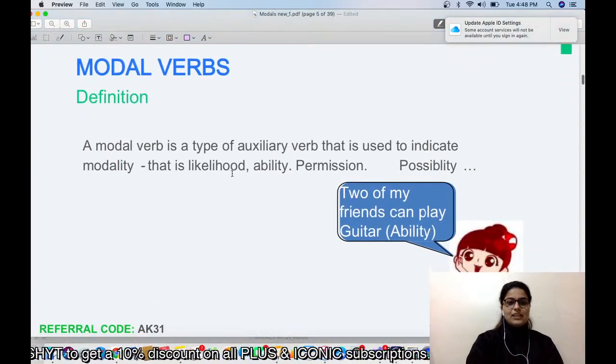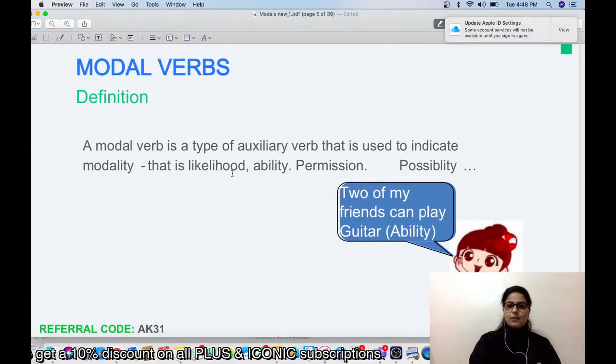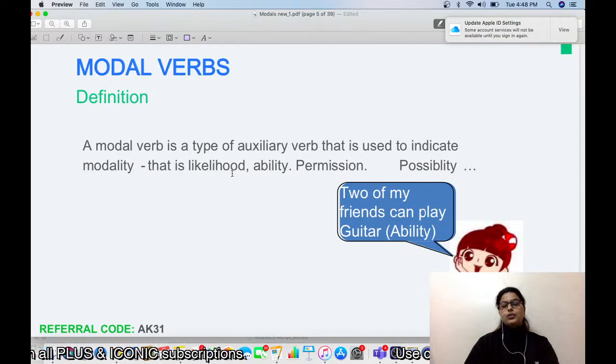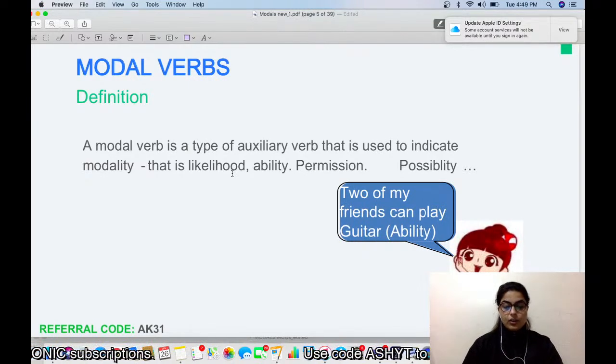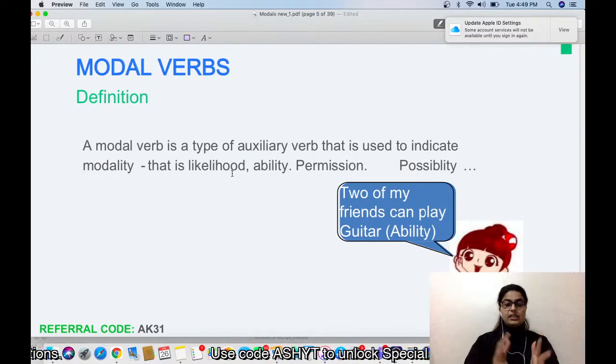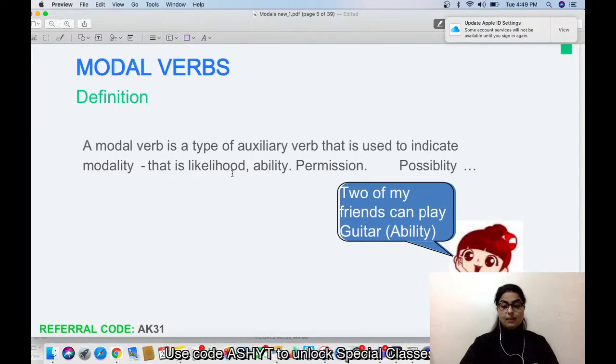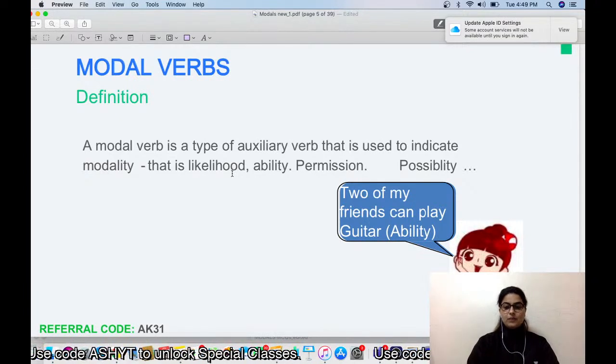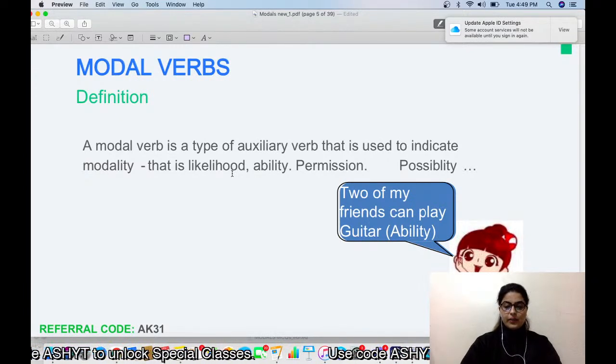All right, so boys and girls, modal verbs are auxiliary verbs that are used to indicate modality in order to show likelihood, ability, in order to seek permission, or think about possibilities. We are going to use these modal verbs. Can you think about some? Can you tell me some? Write in the chat box. Let me see who all can write some modal verbs in the chat box quickly.